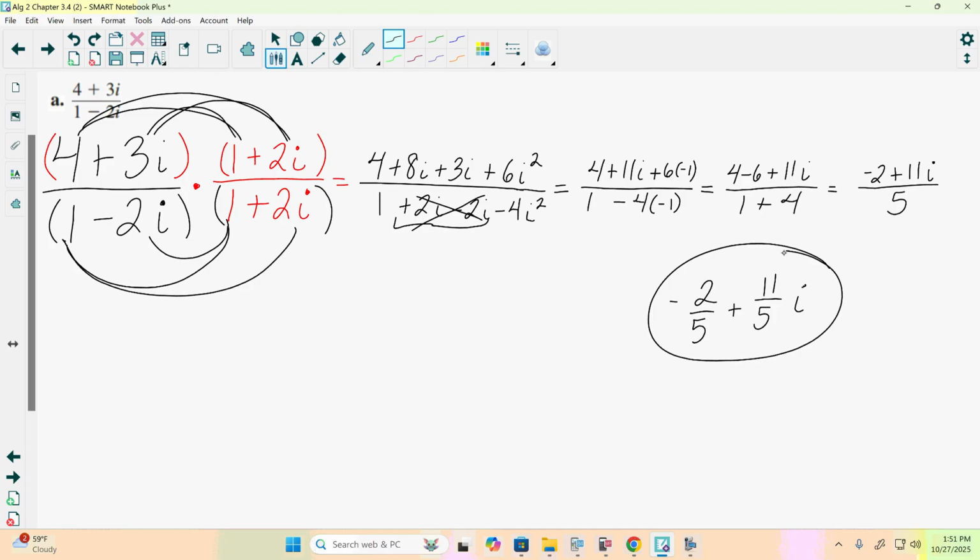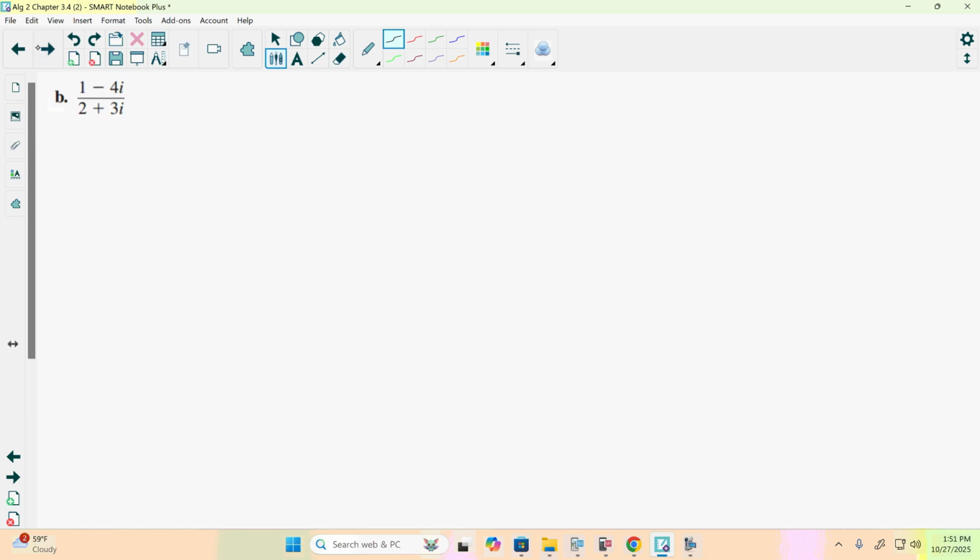Ran out of room. Questions on this here? So since he ran out of room for B, let's look at C.